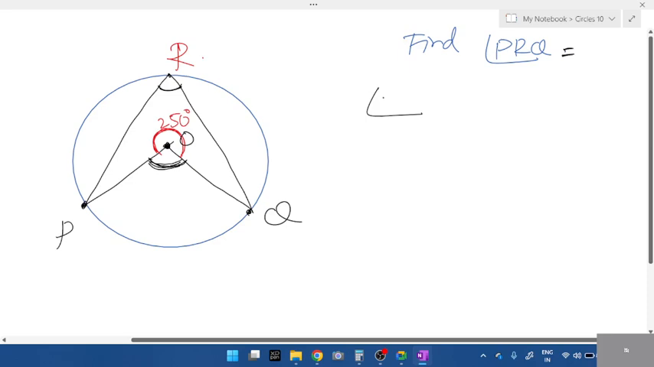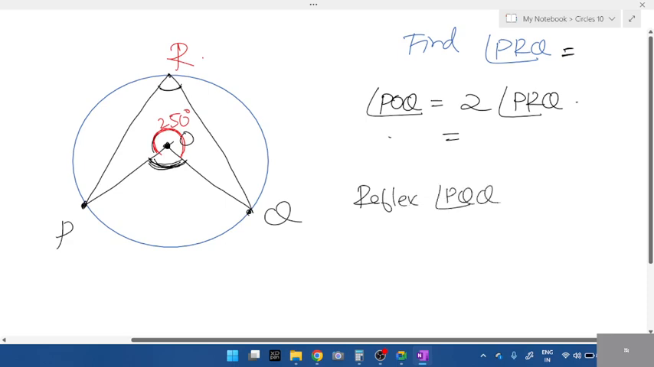Use that theorem. What is the center angle formula? Angle POQ is equal to 2 times angle PRQ. If you find the value of POQ and substitute, you'll get PRQ, right? So first, if you want to find POQ, POQ is not given. Take this entire circle. What did I tell you? This 250 is what? Is it normal POQ or reflex POQ? Reflex. So first write that. Reflex angle POQ is equal to, what's the formula I told you all? 360 minus angle POQ.